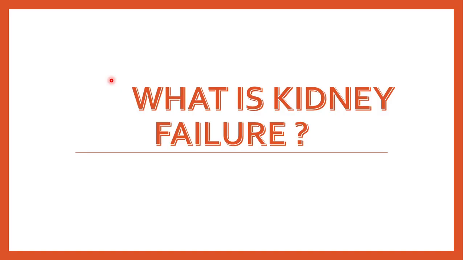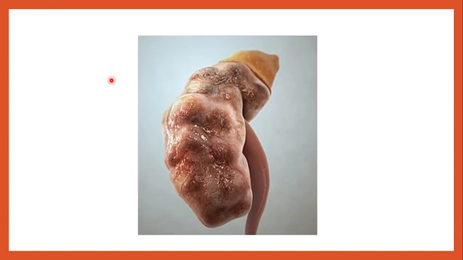The first point we are studying now is what is kidney failure. Kidney failure or renal failure means one or both of your kidneys no longer function well on their own. Kidney failure is sometimes temporary or develops quickly, which is called acute kidney failure. Other times it may be chronic, meaning it develops over the long term and slowly gets worse.